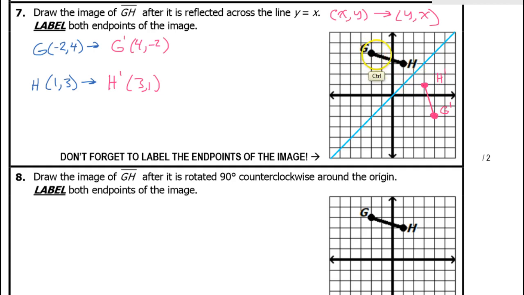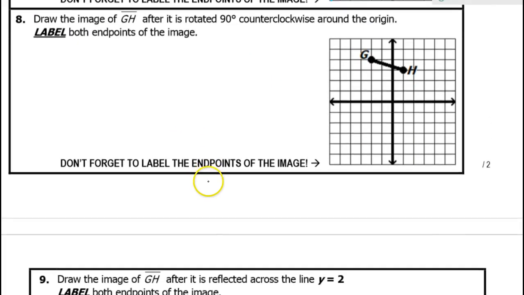And then looking at point G, if I count diagonally, that's 1, 2, 3 diagonal squares away. So if I continue and count 1, 2, 3 diagonal squares on the other side, there's G prime. So that's how you would have done it graphically. Okay, number 8. Draw the image of GH after it's rotated 90 degrees counterclockwise around the origin.